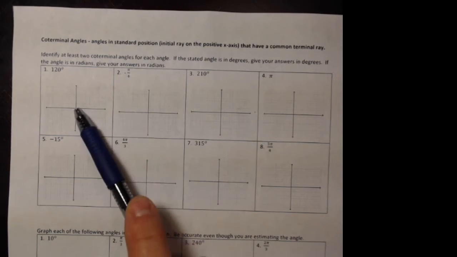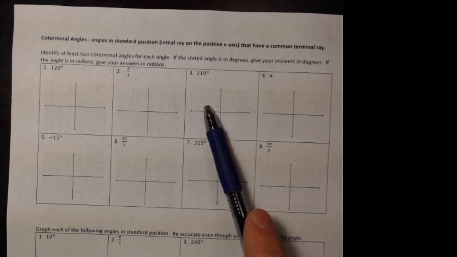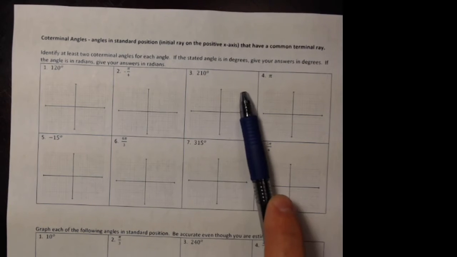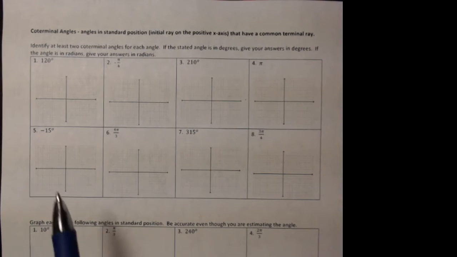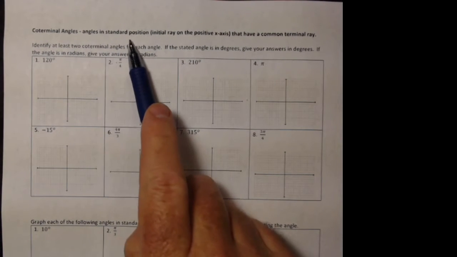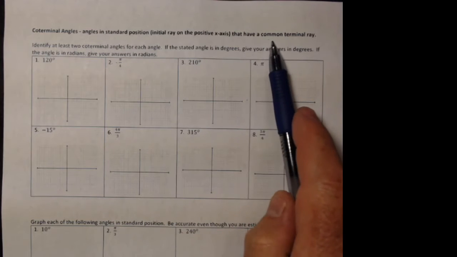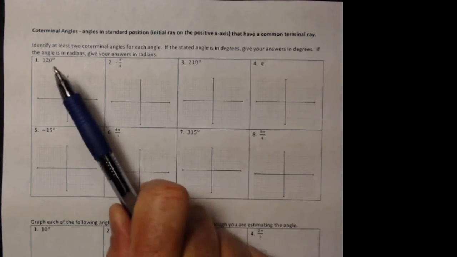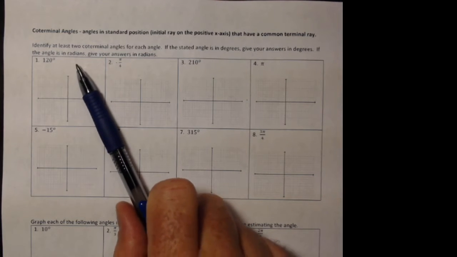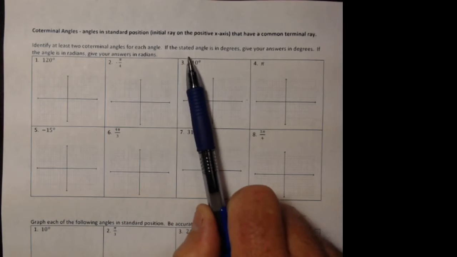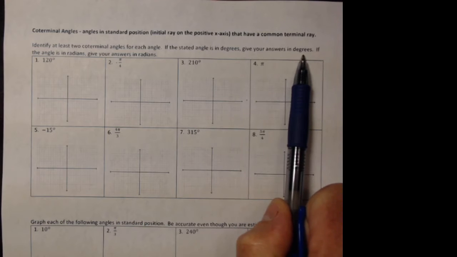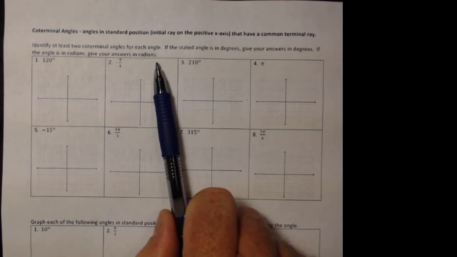ray. We're going to do a couple of examples here, and then you'll have to work through these, and then we'll get to the bottom section of this worksheet as well. So coterminal means angles in standard position that have a common terminal ray. Okay, so the directions here say identify at least two coterminal angles for each angle. If the angle's in degrees, give your answer in degrees. If it's in radians, give your answer in radians.